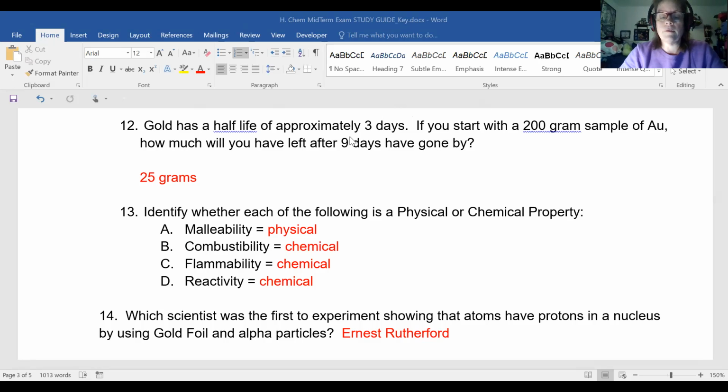And it says 9 days have gone by. So how many half-lives is that? 3 goes into 9, how many times? 3 times. So that means 3 half-lives. So you start with a 200-gram sample.